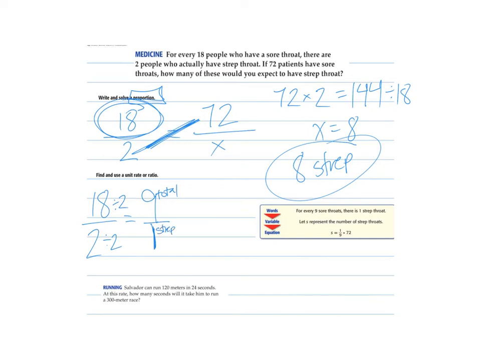Okay, so now that I have 9 total people out of 1 person who has strep, I'm going to set that up equal to, I'm trying to get to 72 total people, and I'm trying to figure out how many people will have strep. So I know that 9 times 8 is 72, so I'm going to multiply the bottom also by 8, and it looks like 8 people will have strep throat out of 72 total people.